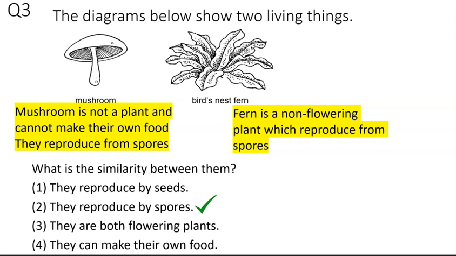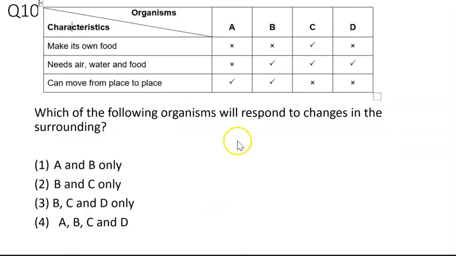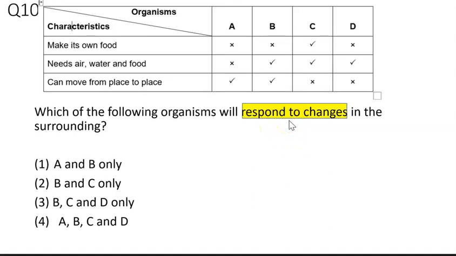Now, let's look at question 10. Which of the following organisms will respond to changes in the surrounding? The phrase "respond to changes" indicates that we are looking for living things, because living things respond to changes. Now, let's take a look at these 3 characteristics. Which one of them is the characteristic of all living things? And the characteristic of all living things is they need air, water, and food. Since B, C, and D need air, water, and food, the answer to this question is 3.